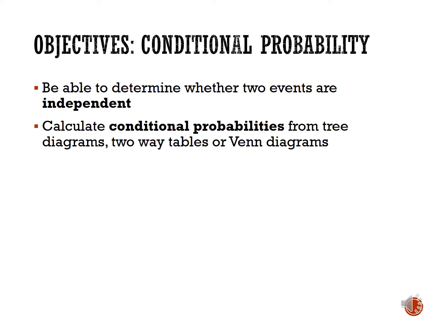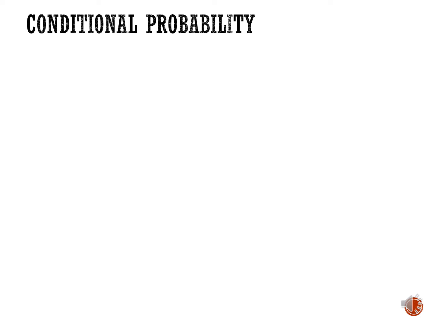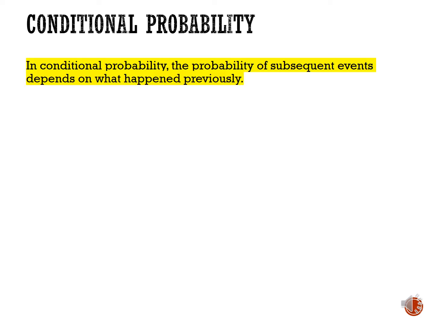We want to be able to determine whether two events are independent by mathematically showing that they are independent. And then when we're looking at conditional probability, we want to be able to calculate it from tree diagrams. We've already done a bit of that, from two-way tables and also from Venn diagrams as well. Okay, so make sure you've got your exercise books out because you're going to need to make some notes on what's coming up now. Right, let's just remind ourselves about conditional probability.